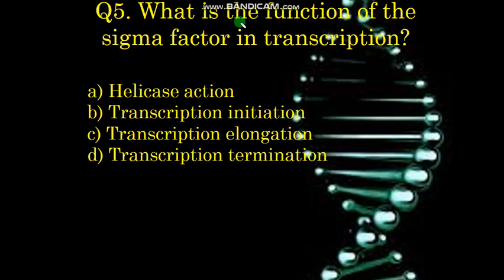Question number 5. What is the function of the sigma factor in transcription? Option A, helicase activity. Option B, transcription initiation. Option C, transcription elongation. Option D, transcription termination. And the correct answer is transcription initiation. At the transcription start site, the sigma factor will bind to the start site. After this, the transcription initiation will start.